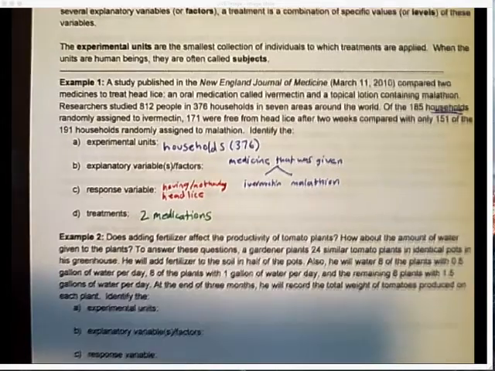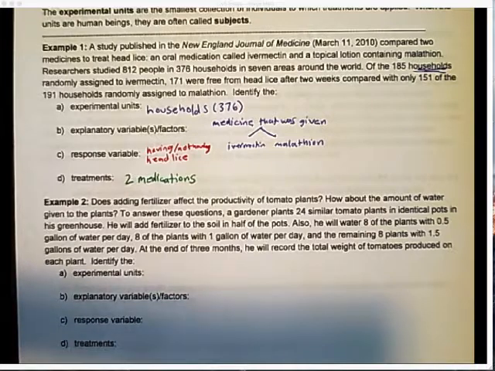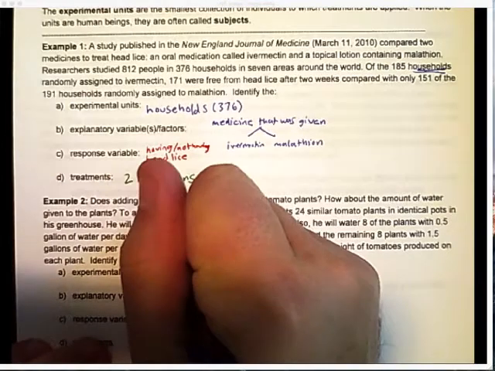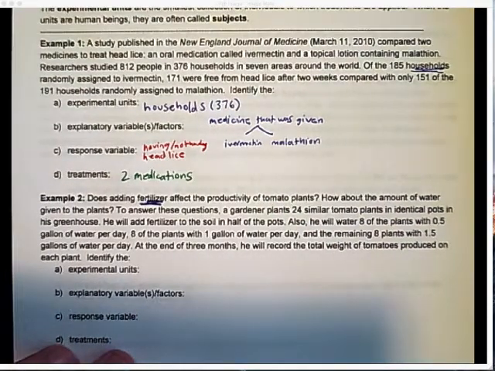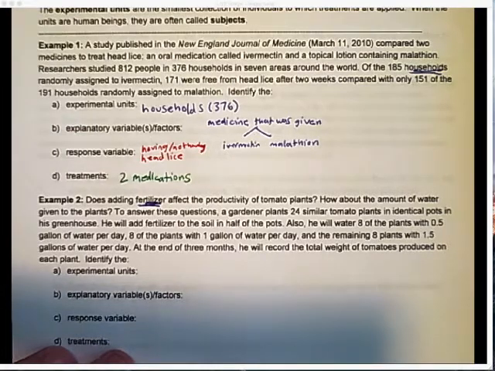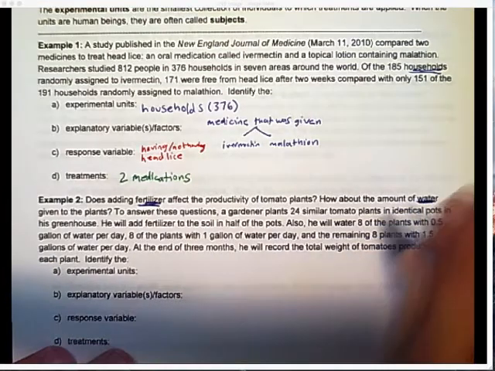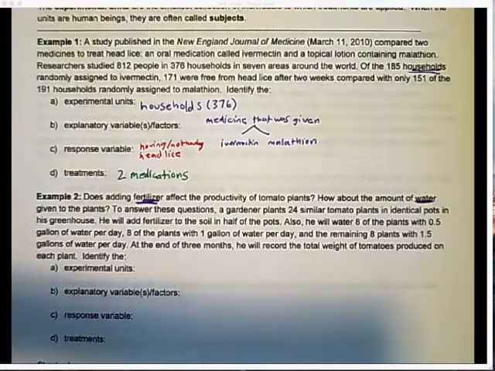Let's look at example 2. Does adding fertilizer affect the productivity of tomato plants? How about the amount of water? So we're looking at different things here. Does fertilizer affect the productivity of tomato plants, like whether they grow or how much they grow? And does how much water we put into the ground affect it? To answer these questions, a gardener plants 24 similar tomato plants in identical pots in his greenhouse. He will add fertilizer to the soil in half of the pots.